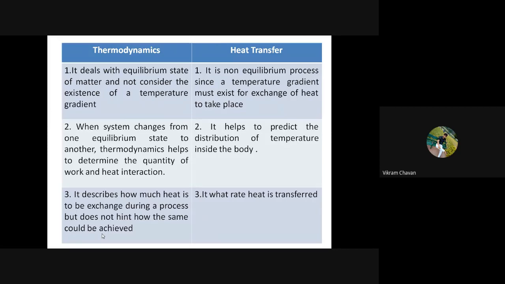Okay, getting everyone the basic difference between thermodynamics and heat transfer? If you have any doubt, you can ask. Shall we move ahead to the next point? Please comment in the chat box if you have any doubt or question, or you can unmute and ask, to confirm that we have cleared the difference between thermodynamics and heat transfer.